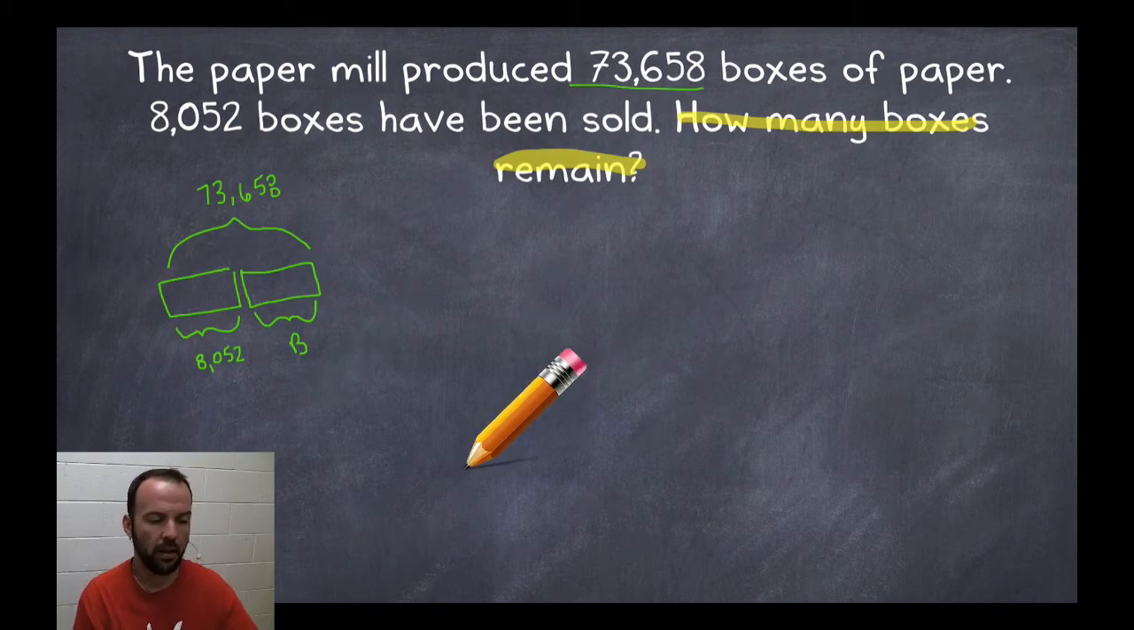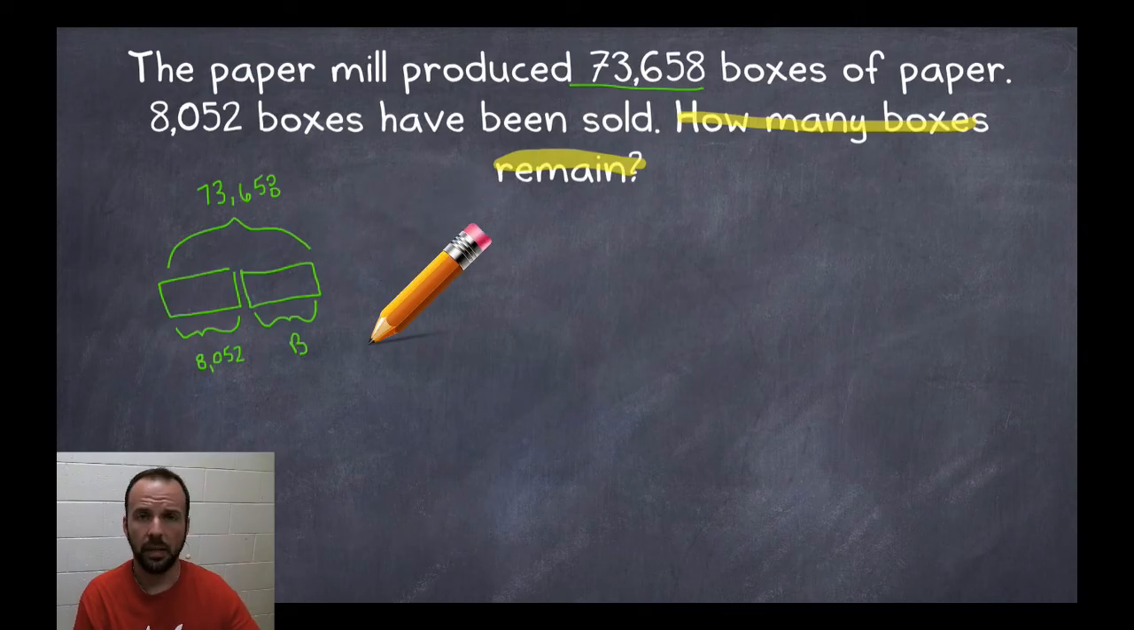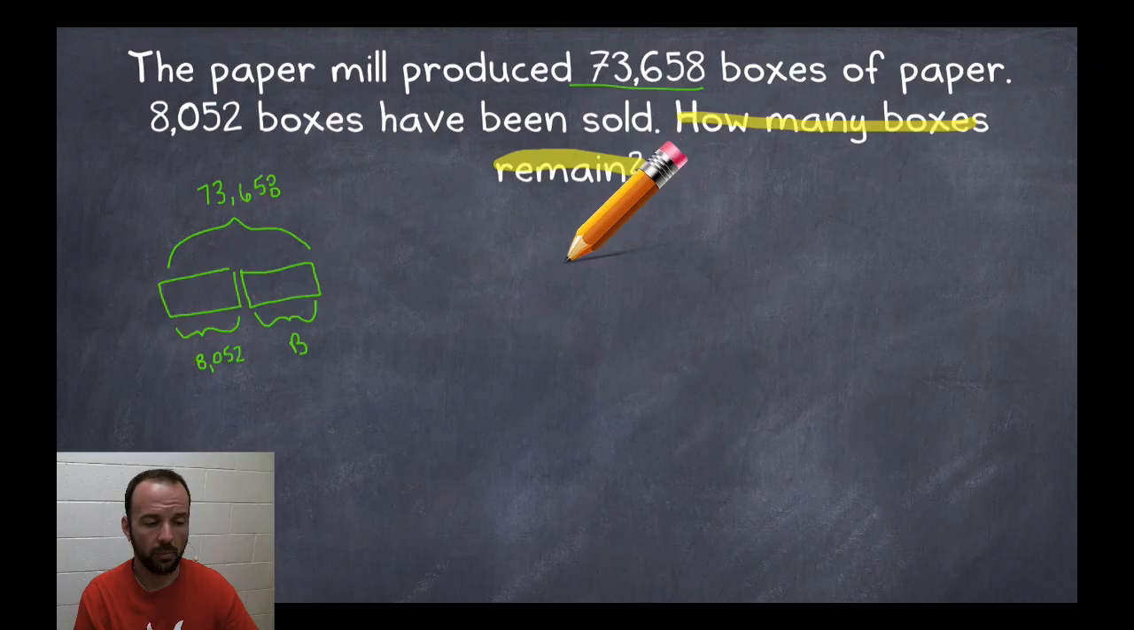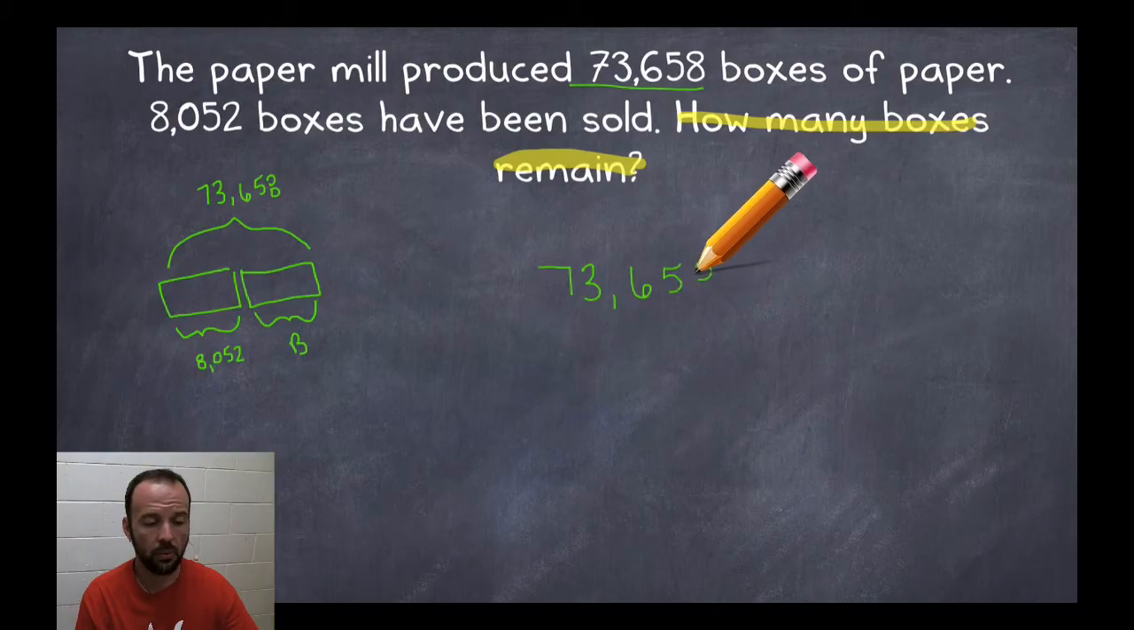It makes sense, right? All right, so now I'm going to set up my subtraction problem, and I'm going to use the standard algorithm to solve it. So I'm going to go with 73,658, because that's the whole number. That's what I'm subtracting from. And then I'm going to subtract from that the 8,052.